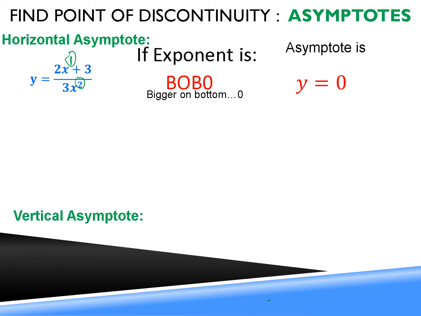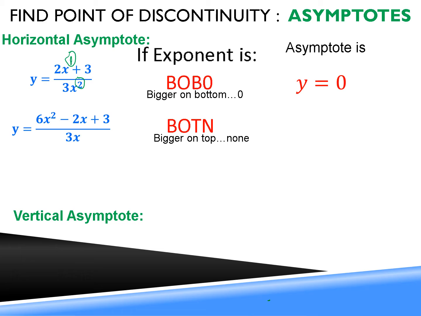Now let's talk about BOTN, B-O-T-N. That stands for bigger on top, none. Or you could even say bigger on top, no asymptote. So let's look at an example of BOTN. You see right here that on the top we have an exponent of 2, and on the bottom we have an exponent of 1. So 2 is bigger than 1. The exponent on top is bigger than the exponent on bottom, so bigger on top means that there is no horizontal asymptote.